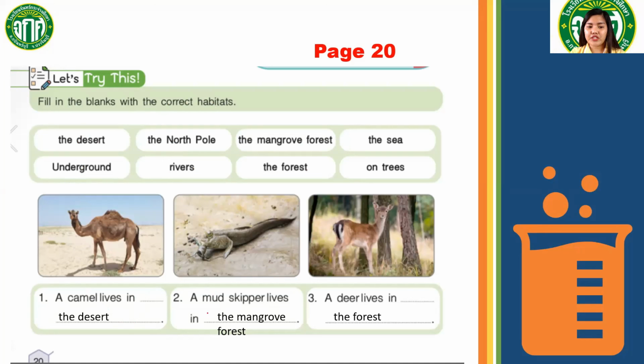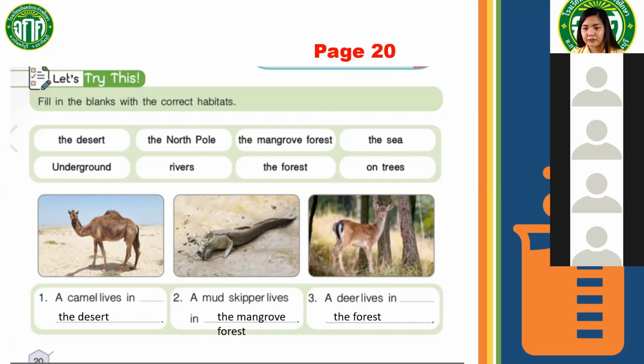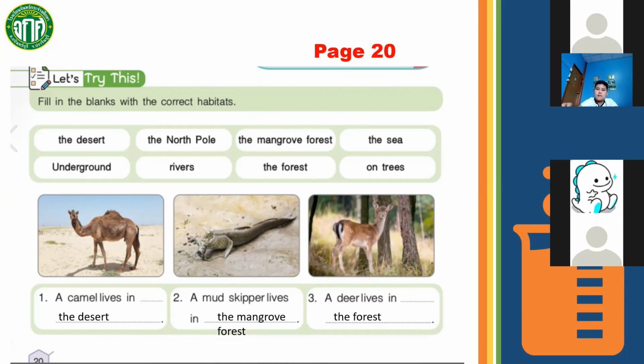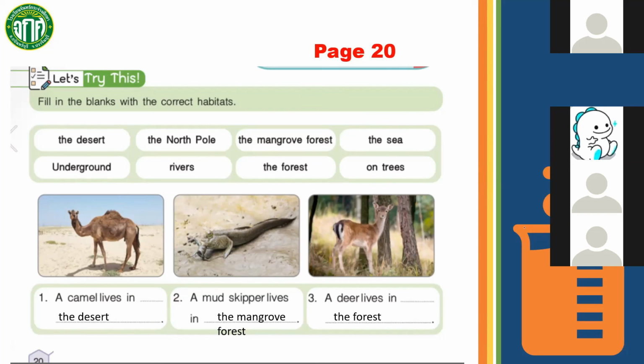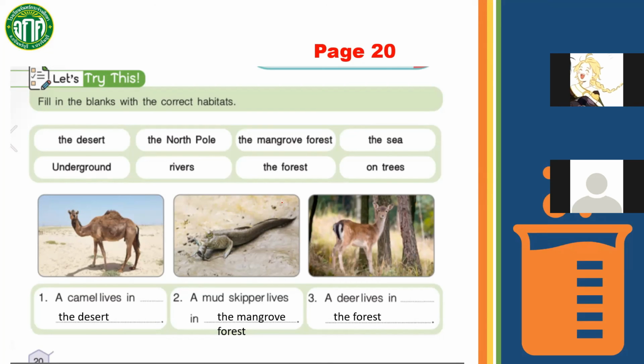Number 2, a mud skipper lives in the mangrove forest. And number 3, a deer lives in the forest. So those are the answers for the activity in page 20. Let's wait for the others. Is everyone finished? Okay, so everyone is finished.